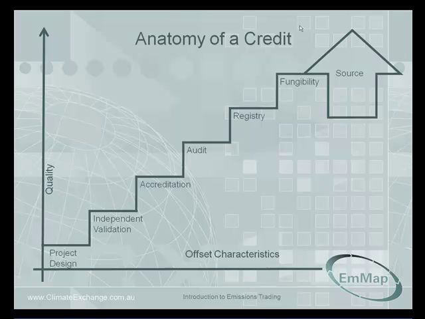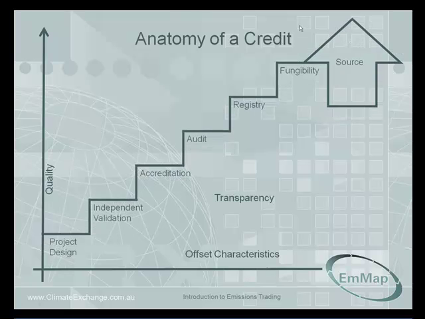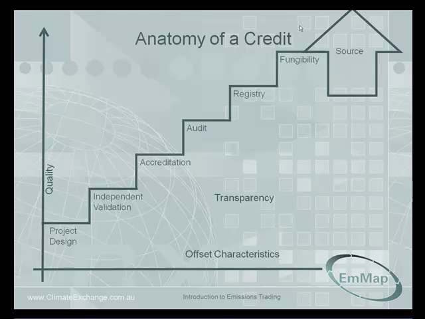And of course the whole thing floats on a sea of transparency. So how transparent each one of those steps and each one of those characteristics of the credit are will actually increase its quality. So now you know what to look for. You should be able to buy credits and offsets with confidence.